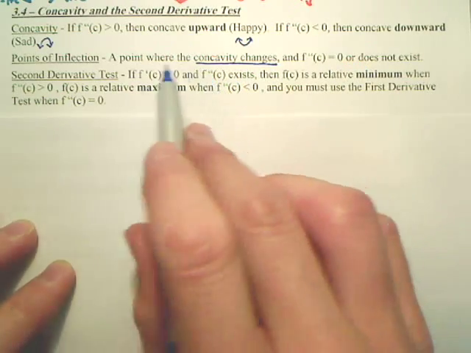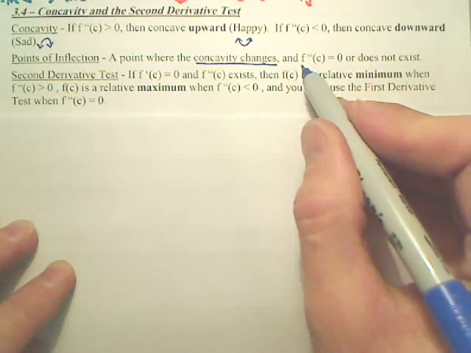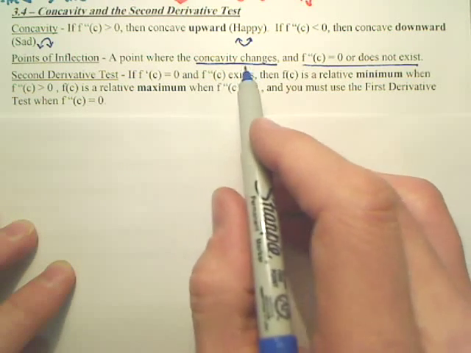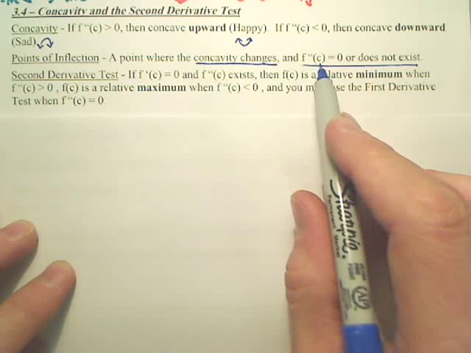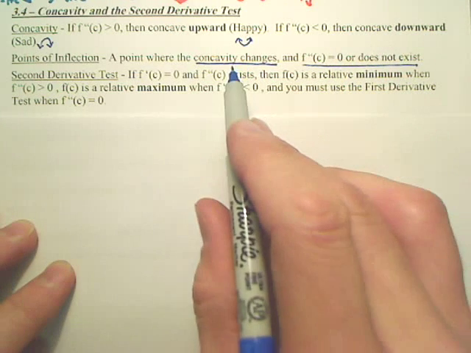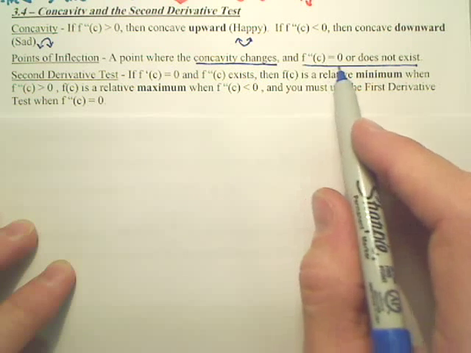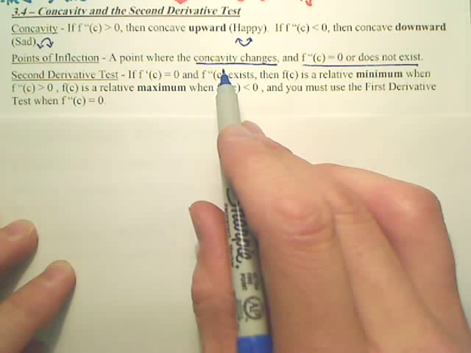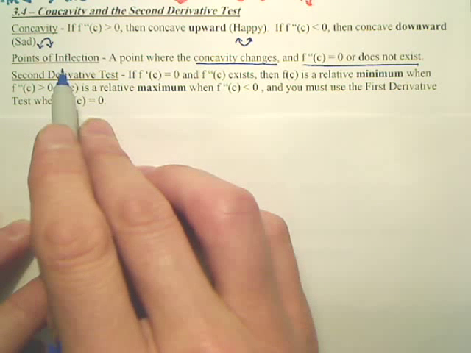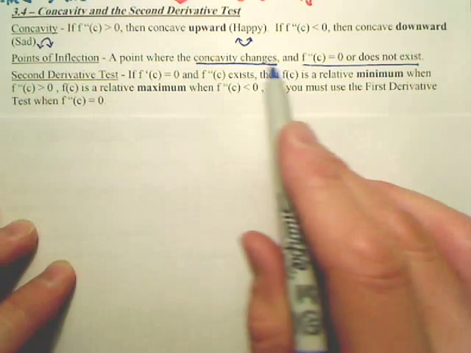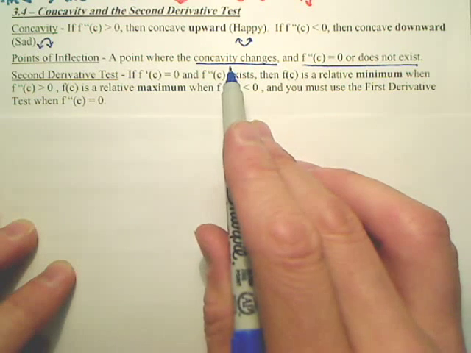So these two things are very important for points of inflection, and they tell where concavity changes. Now, if the second derivative equals 0 or does not exist, but it doesn't change concavity, it's not a point of inflection. Got it? Sometimes this is true, but it doesn't change concavity, so it's not a point of inflection. It's an important spot, but it's not a point of inflection. So these two have to be true, and it has to change concavity.